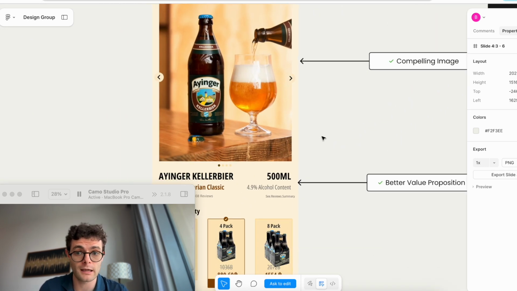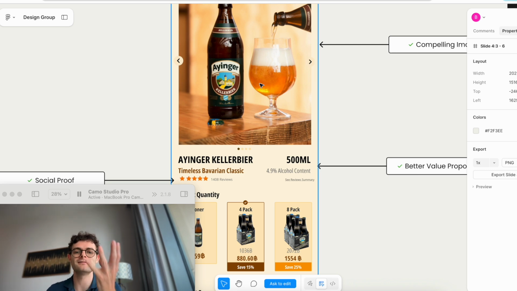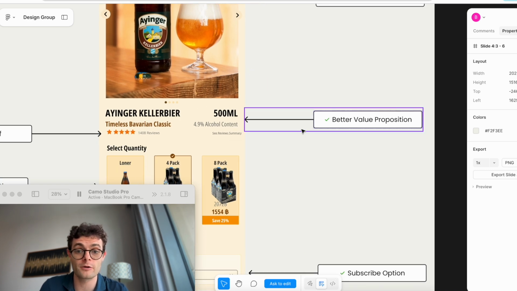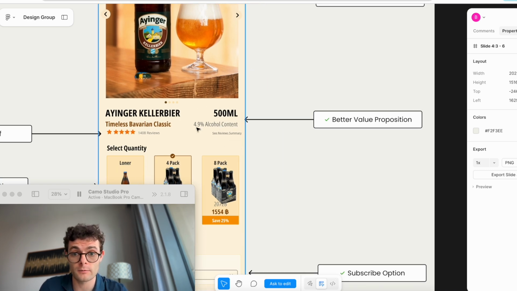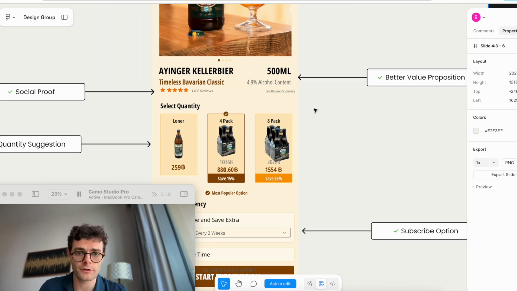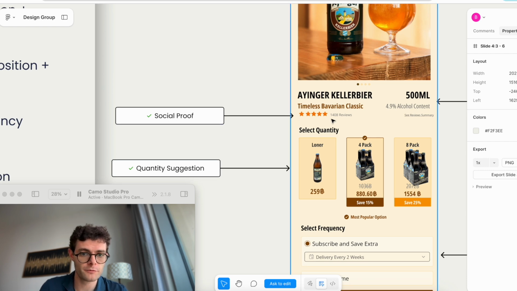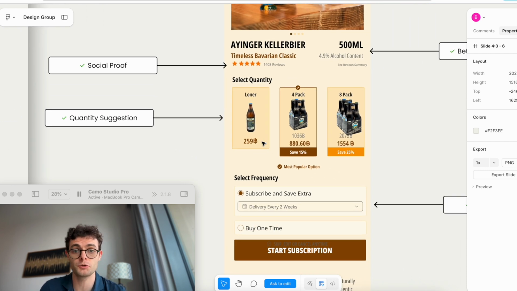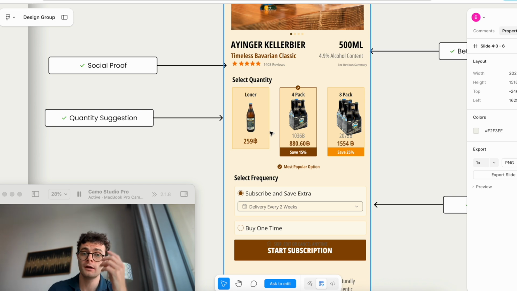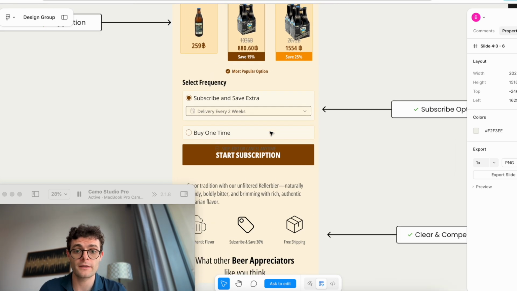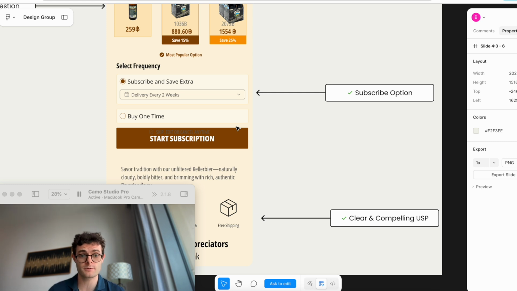Once again, a compelling image, high perceived value. You can see it and taste it with your eyes, right? So this is such a good element. I like it a lot. Better value proposition, right? So 500 ml, 4.9% alcohol content, and then basically showing the value proposition of what they're getting. Social proof is 100% needed. Quantity suggestion to increase the AOV. So get a loner, 4-pack, 8-pack, like before. And then also the same thing, subscribe and save. If you can have a subscription element, even if only 3%, 5%, 10% of buyers actually get into the subscription, it's still something recurring that you can build.